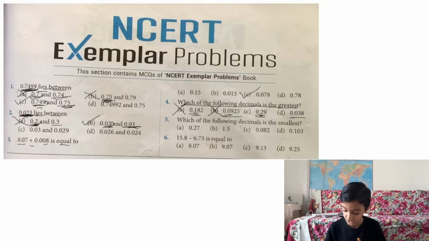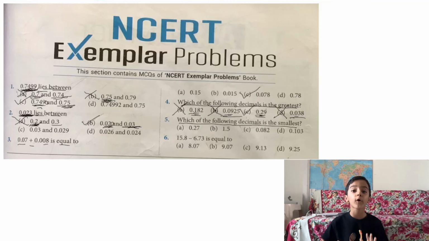Now let's see option D. Here tens digit is 0 and we have to find out the greatest. Hence option D is also eliminated. So the only answer is option C. So the correct answer of question 4 is option C, which is 0.29 because it is the greatest of all the decimals. Question 5. Which of the following decimals is the smallest?